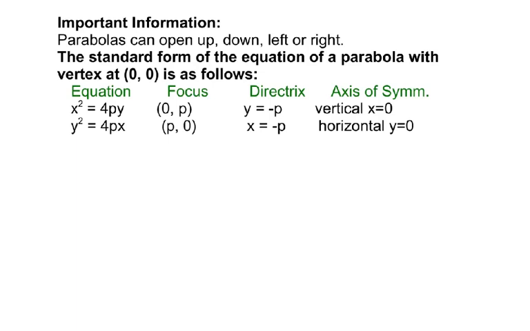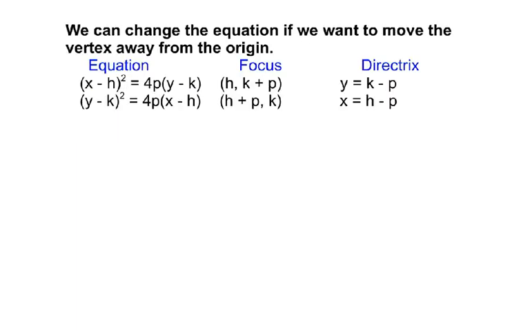The axis of symmetry is a line that cuts your parabola in half. And basically, if you were to fold a parabola over on the axis of symmetry, the two sides would sit right on top of each other. So if the vertex is at 0, 0, then the axis of symmetry is going to be x equals 0, which is a vertical line for an x squared function, or y equals 0, which is a horizontal line for a y squared function. For the y squared equals 4px, you have a focus of (p, 0). Notice that the coordinates have switched from the x squared version, and then it's x equals negative p.